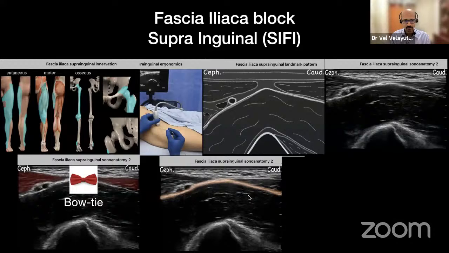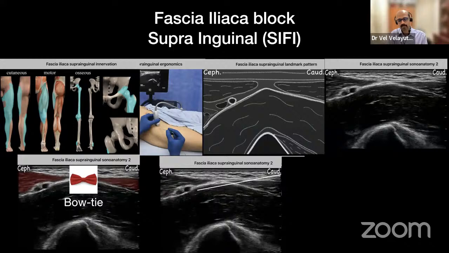That is the fascia iliaca. So the muscle underneath is the iliacus muscle. That line above is the fascia iliaca. So where do we need to be with our needle? We need to be underneath the fascia iliaca, which makes sense because that's what the fascia iliaca block is.